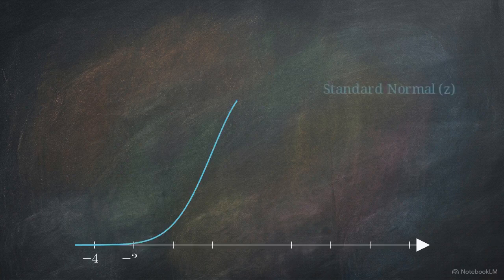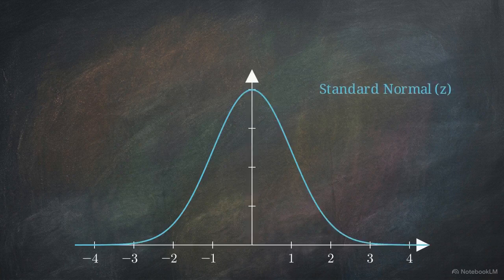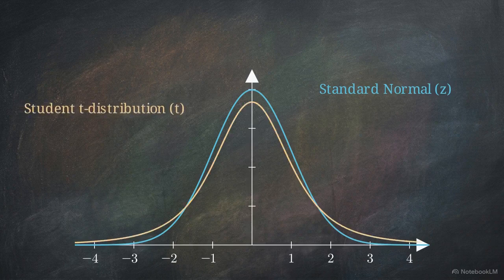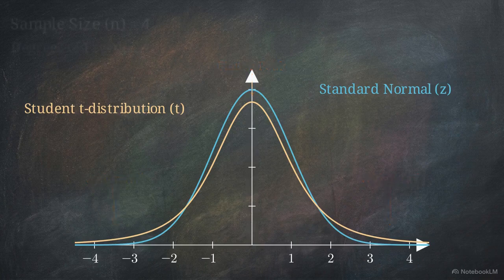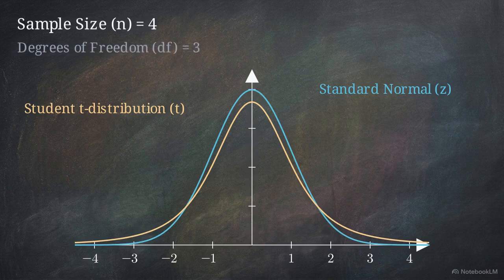To account for this added variance, we rely on a specific mathematical framework called the student t-distribution. As you can see, compared to the standard normal bell curve, the t-distribution is visibly wider and flatter at its peak. This wider shape intentionally reflects the greater variability we expect when using s as an estimate. Furthermore, the t-distribution is not a single static curve. It dynamically changes its exact shape, depending on the size of the sample you are analyzing.